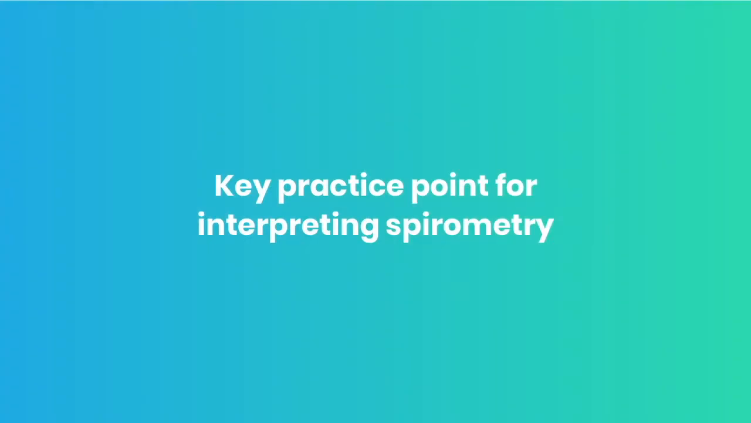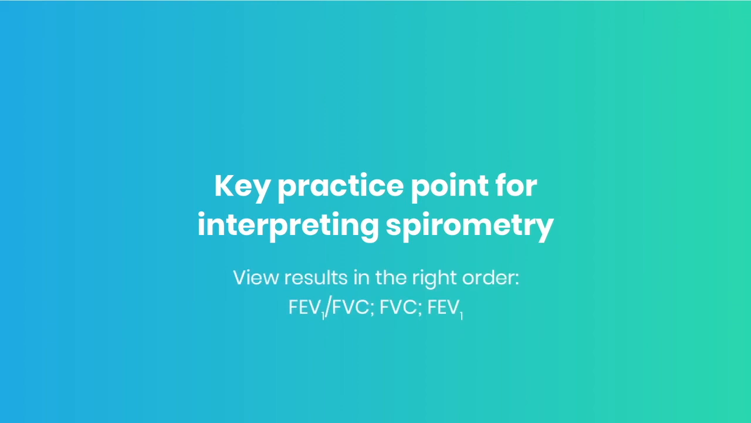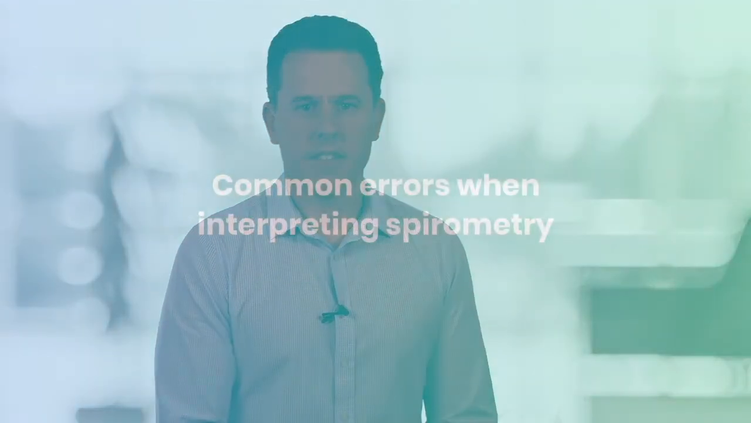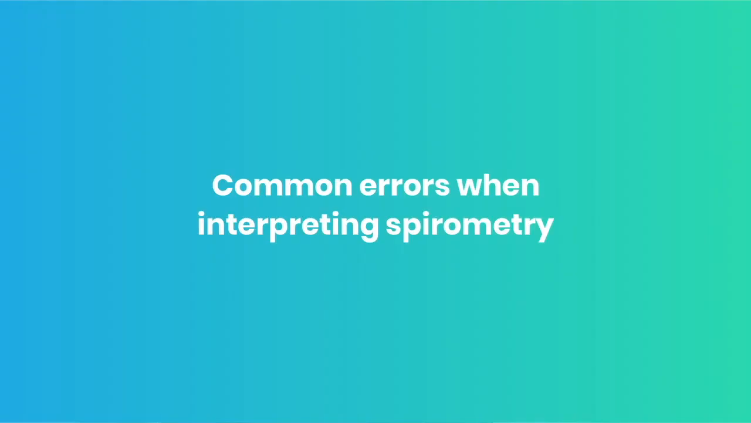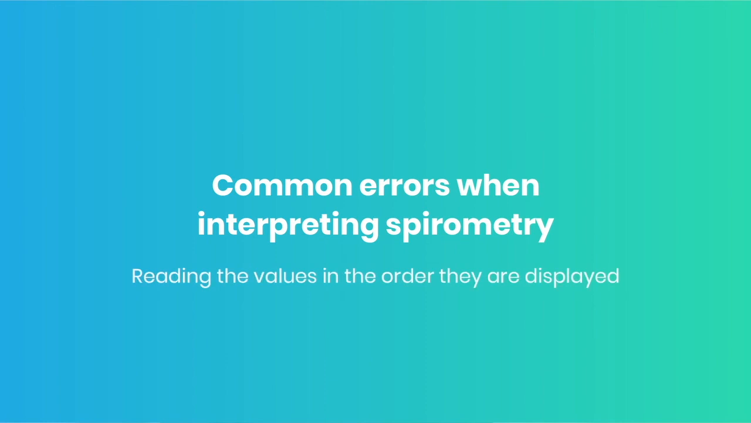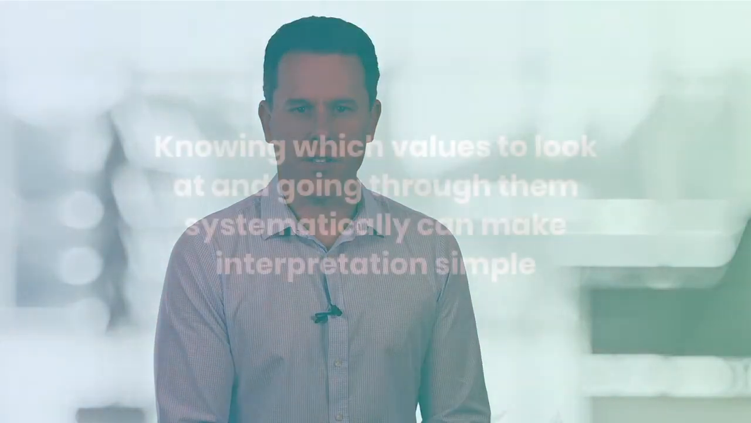The key practice points about interpreting spirometry is to look at the numbers in the correct order, looking at the ratio first, followed by the forced vital capacity, and the FEV1 makes interpretation really straightforward and easy. So I think the common error in interpreting spirometry is to get put off by the number of numbers on the page and the order in which the numbers are displayed. So by going through them systematically, knowing which numbers to look at can make interpretation much simpler.